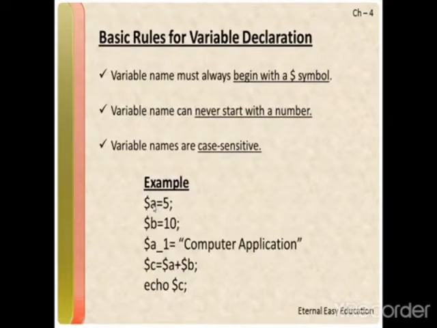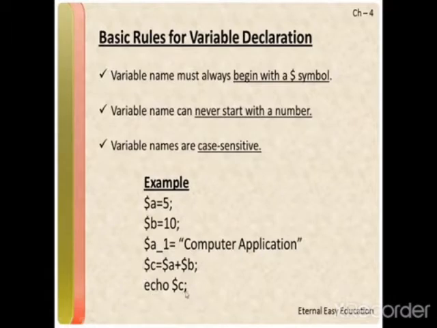Variable is a name. So we are going to create a name. The name must start with dollar symbol. Never start with a number. And it is case sensitive. What is the meaning? I can use $A, it's alphabet. $B, it's alphabet. $A_1, alphabet and number come in the name, but the first letter is the alphabet, so it is valid.